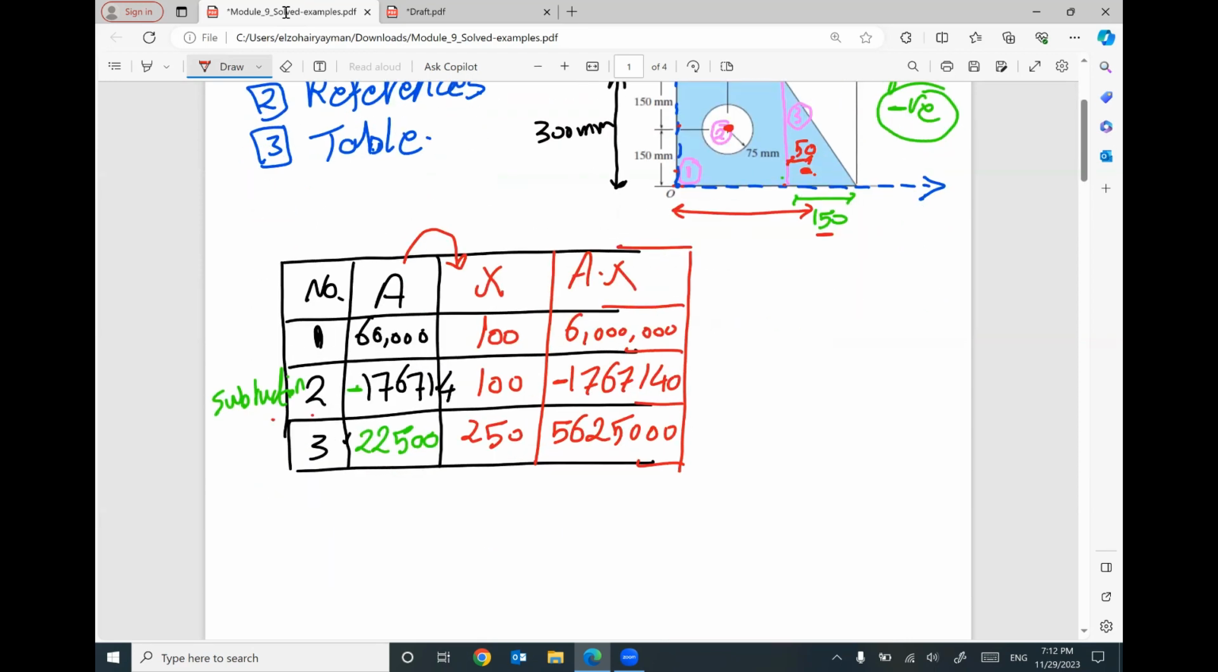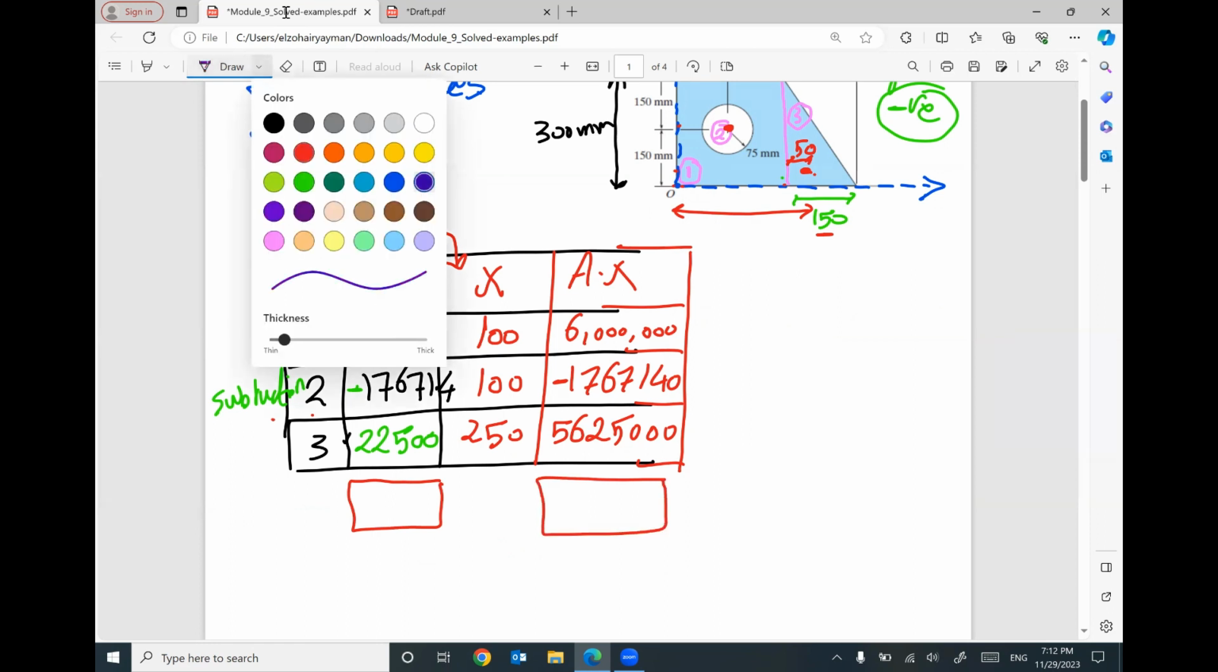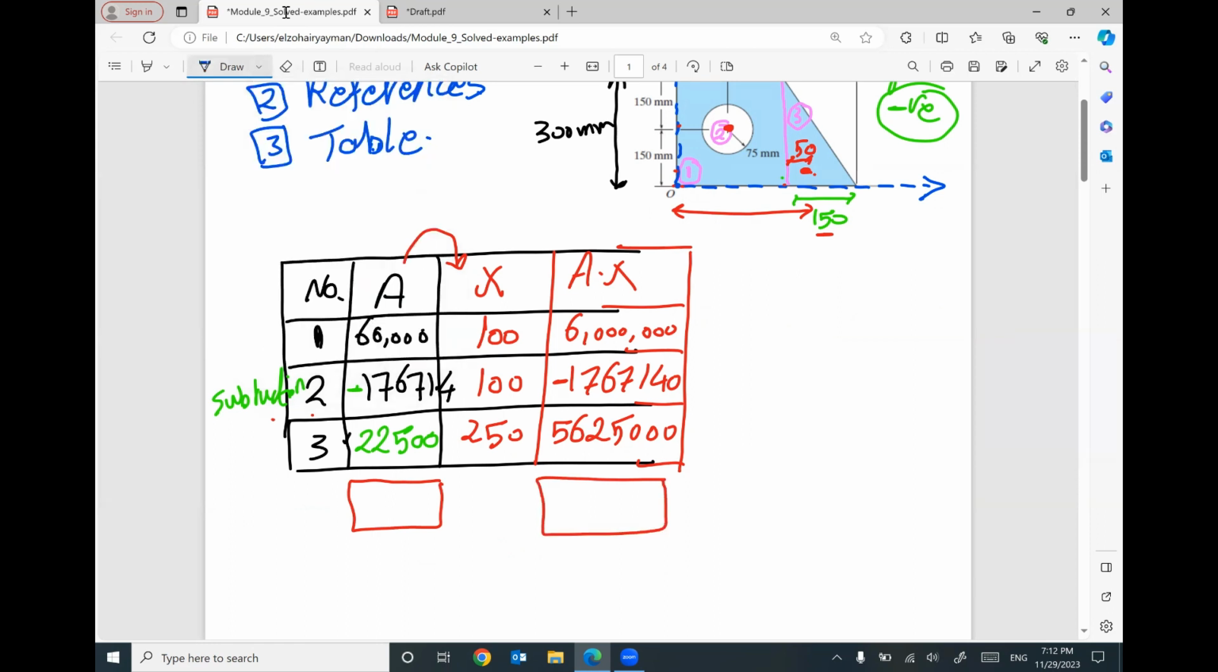Go ahead and find the summation of this column and the summation of this column. This is what we covered last meeting. So 60,000 minus 17,671.4 plus 22,500. I got the total is 64,828.6.